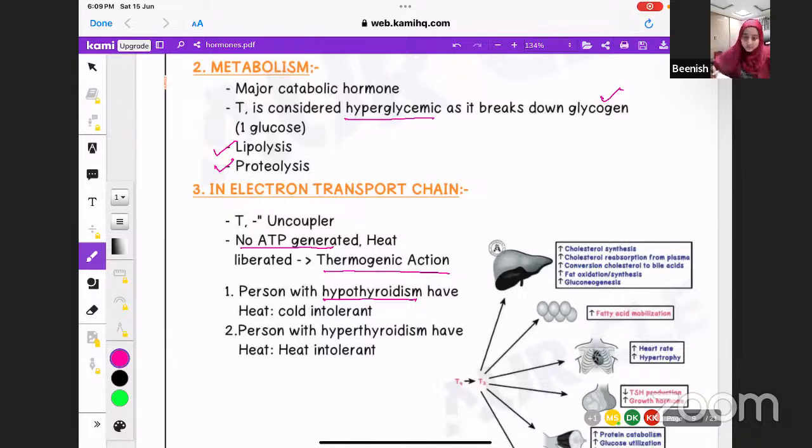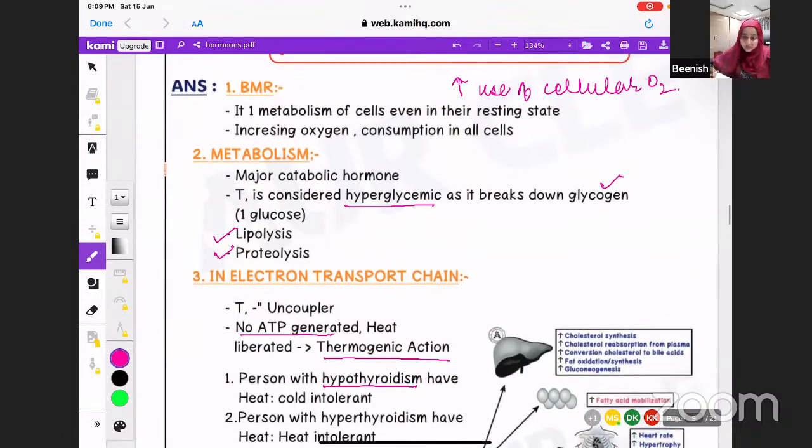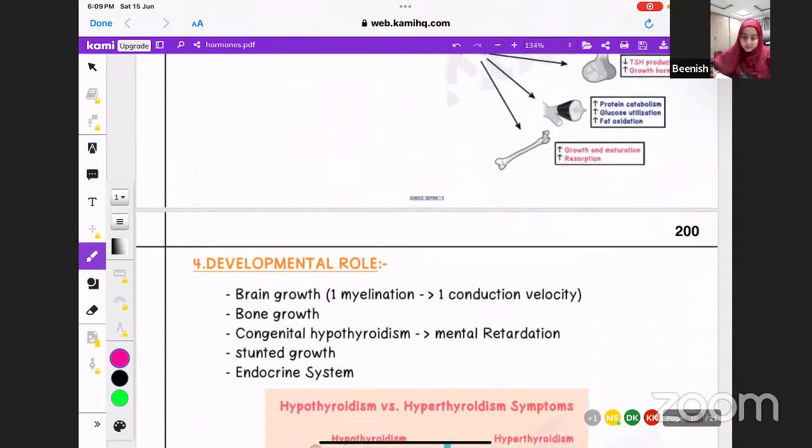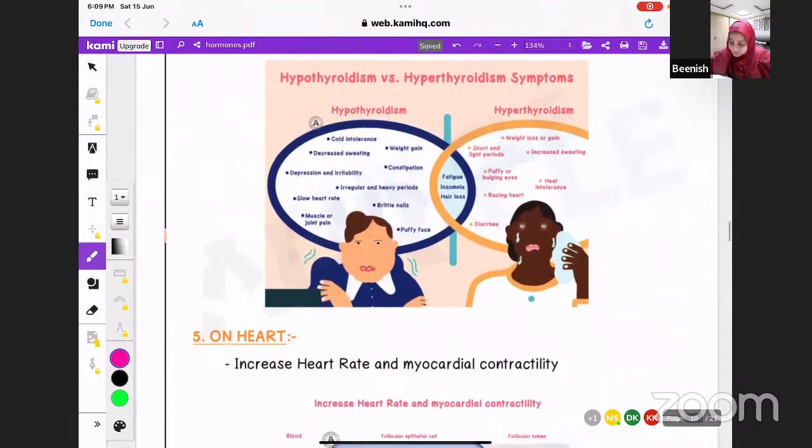So we've discussed the catabolic nature of thyroid hormone, its action on BMR, then its action on the electron transport chain, then the developmental role. Your thyroid hormone is involved in development of brain and bone. The growth of brain is dependent on thyroid hormone since it increases myelination in the central nervous system, and it is also involved in growth of the bones. So in cases of congenital hypothyroidism, that is, when you have lower levels of thyroid hormone, what is going to happen? It is going to manifest as mental retardation and stunted growth.